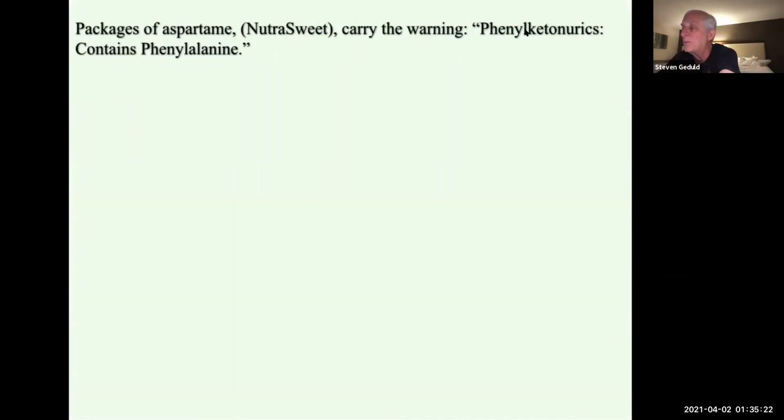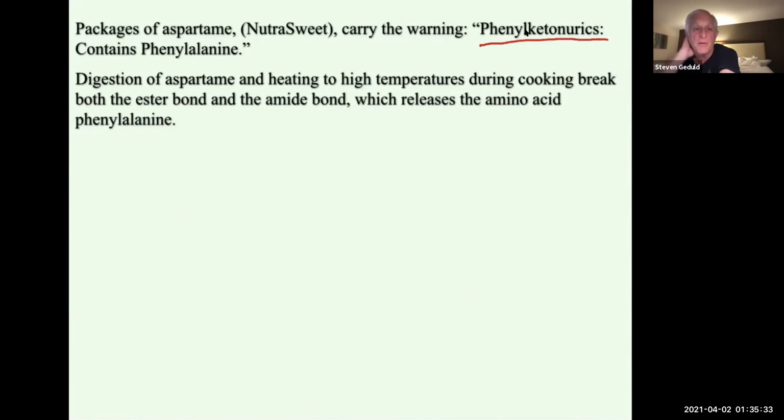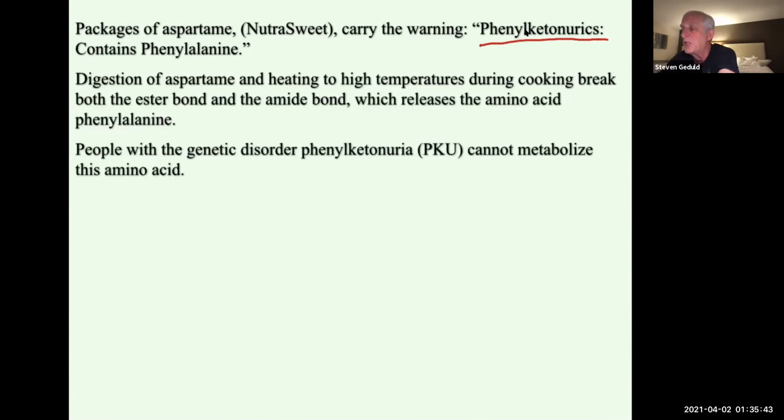Okay, so packets of aspartame carry the warning label: phenylketonurics, contains phenylalanine. Anything that contains phenylalanine, they have to be very careful about. They only eat a certain amount. Digestion of aspartame and heating to high temperatures during cooking breaks both the ester bonds and the amide bond, releasing the amino acid phenylalanine. And that's why they can't have it. People with the genetic disorder phenylketonuria, or PKU disease, cannot metabolize this amino acid.